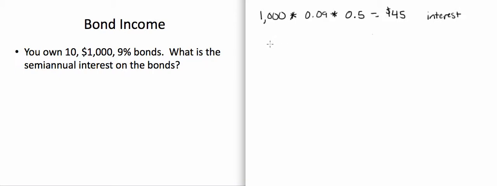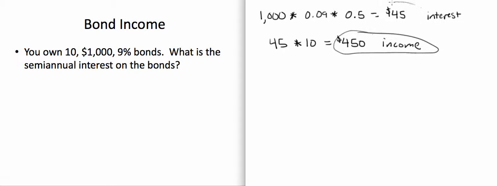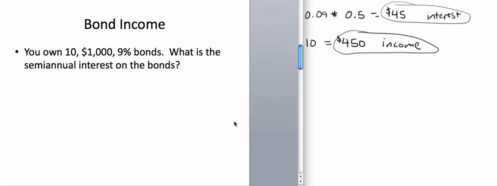To find the income, we take 45, we multiply it by 10, and we end up with 450. So that gives us our income. Those would be the two answers that we are looking for there. That's pretty straightforward. That's how we work through those types of problems.